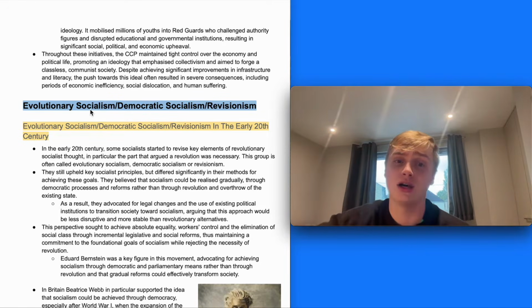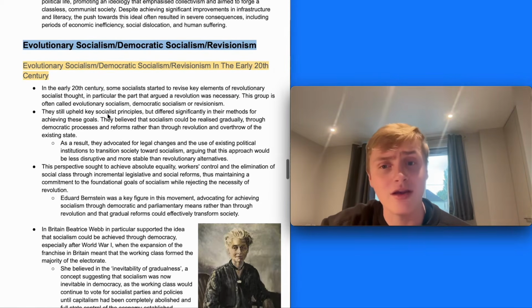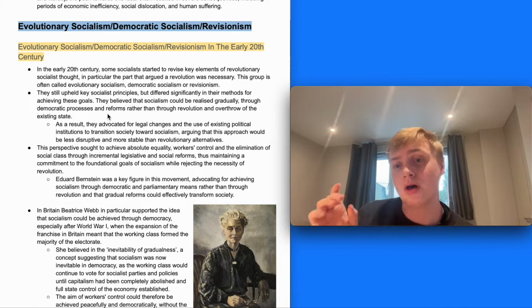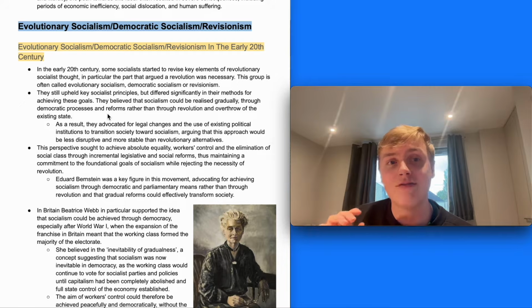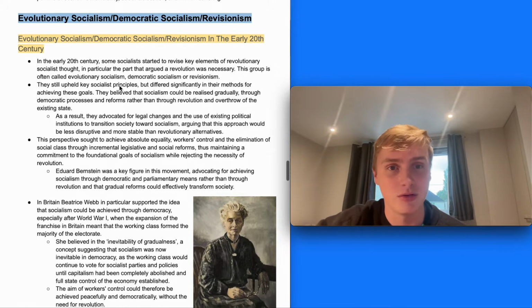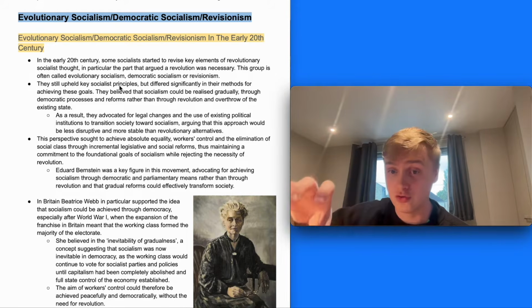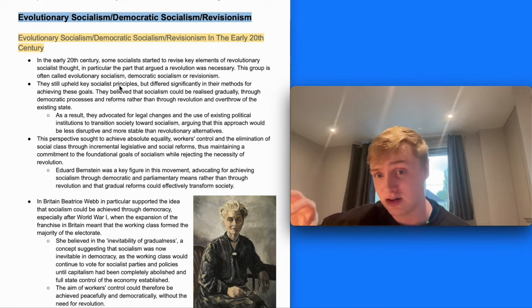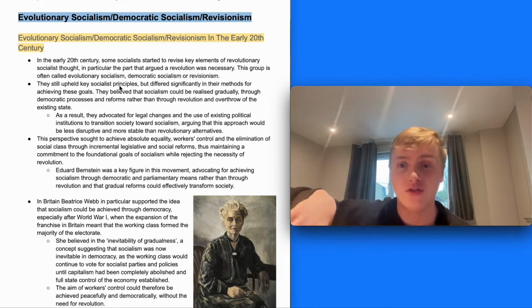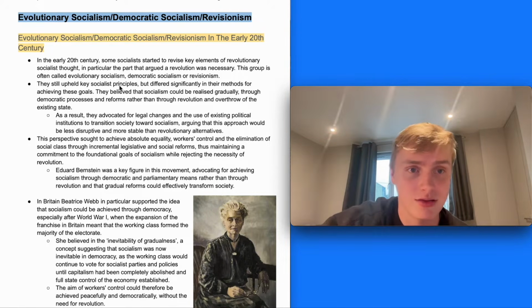The next strands we're going to have a look at move away from that a little bit. The first one we'll look at is not one of the named strands, but it's really important to understand. It's evolutionary socialism or democratic socialism or revisionism. It's been called a number of things. And it's important to understand that social democrats and the third way, who are the later socialists, are these types of socialists as well. So they don't believe in revolution anymore. They believe in evolutionary methods.